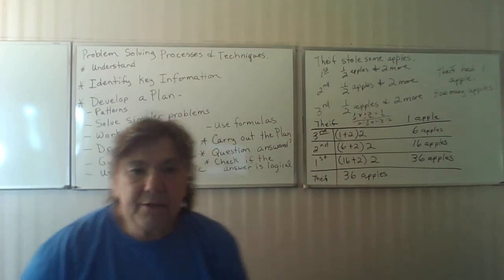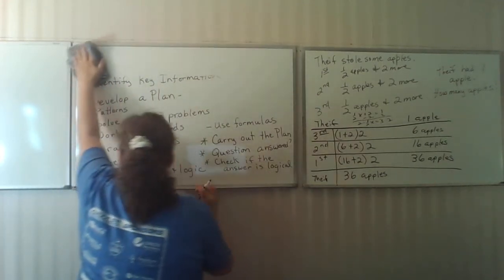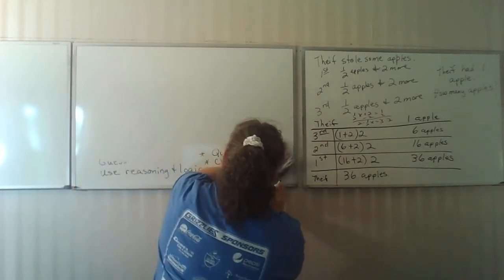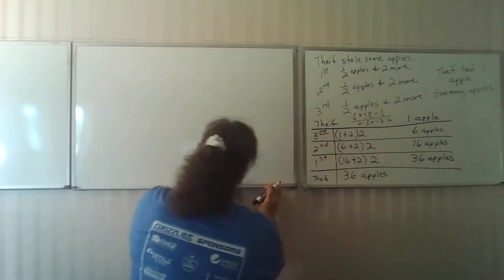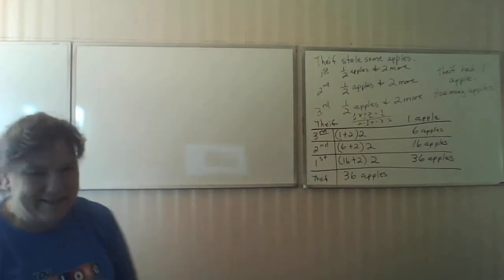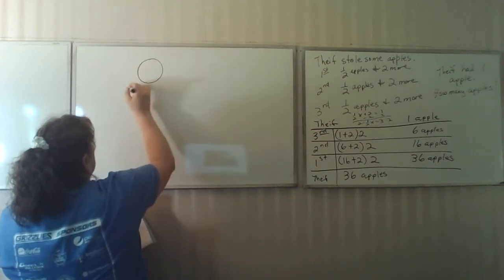Okay, let's look at another one. There's all kinds of fun problems you can do with these kinds of approaches. And some are easier than others, some are harder than others. I think that apple one is one of the harder ones, okay? So this one, we're given some circles here.